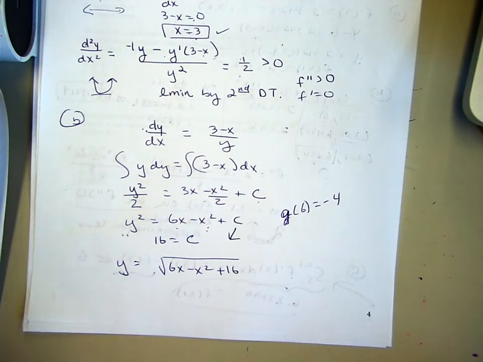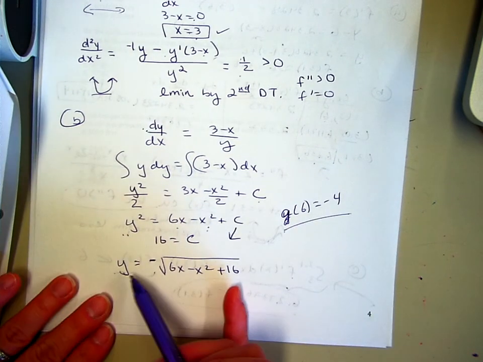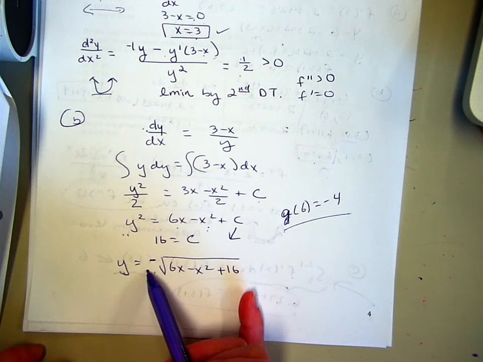And the other thing is, when you take the square root, you have a plus or a negative, but this value is a negative value, so you need this to be the negative square root function. So this is your solution.